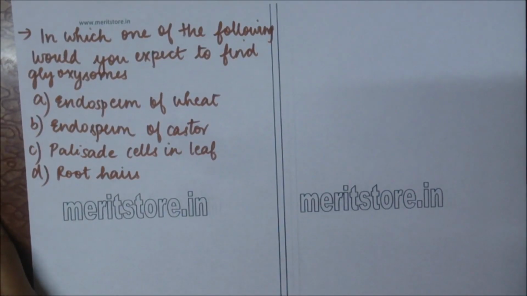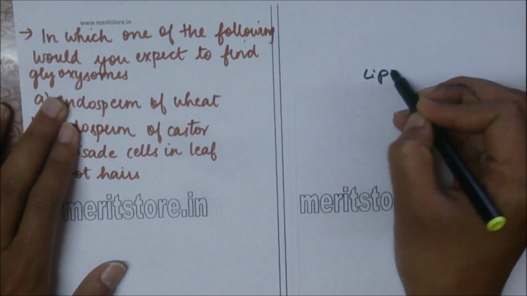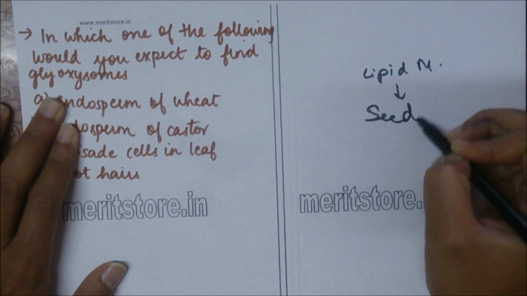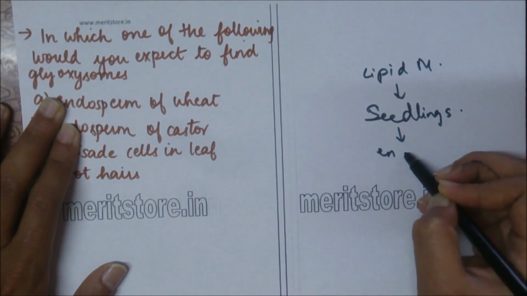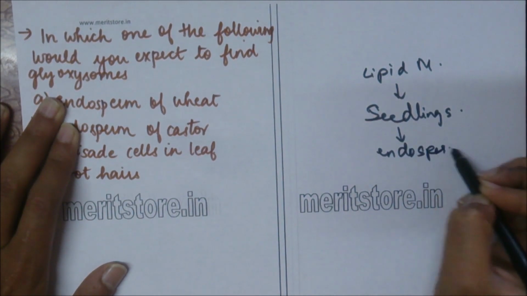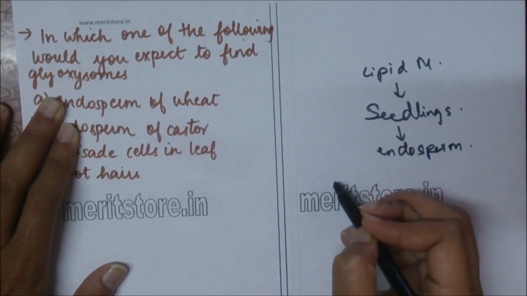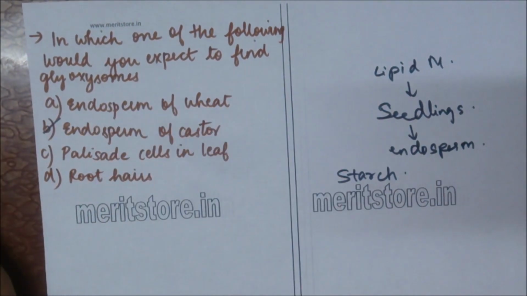In which one of the following would you expect to find glyoxysomes? A. endosperm of wheat, B. endosperm of castor, C. palisade cell in leaf, D. root hairs. Glyoxysomes are enzymes which play a critical role in lipid metabolism in seedlings. Hence, they are supposed to be present in the endosperm of castor, as the endosperm of wheat will possess starch. So option B is the correct answer.